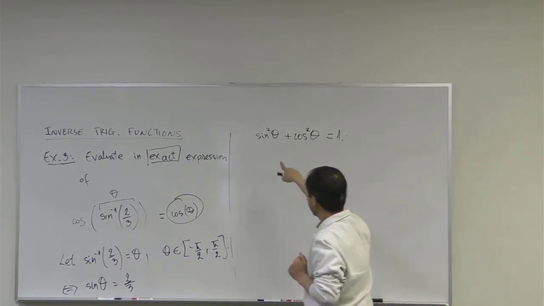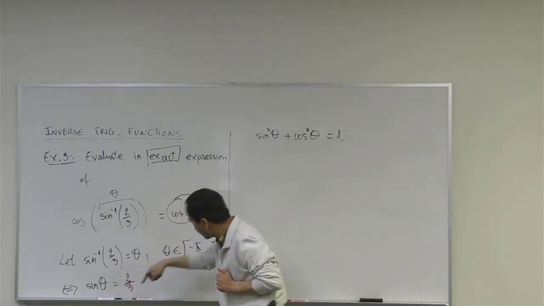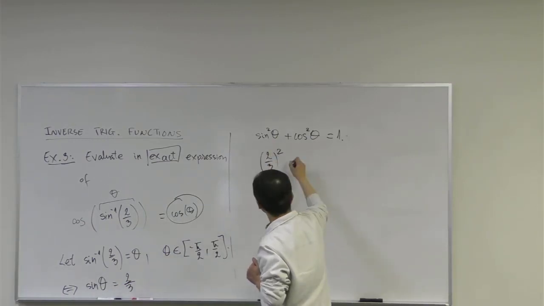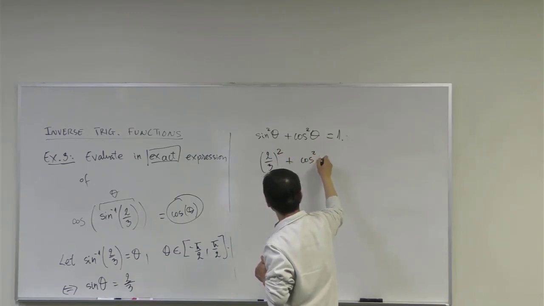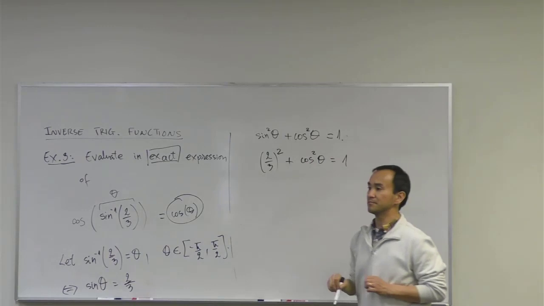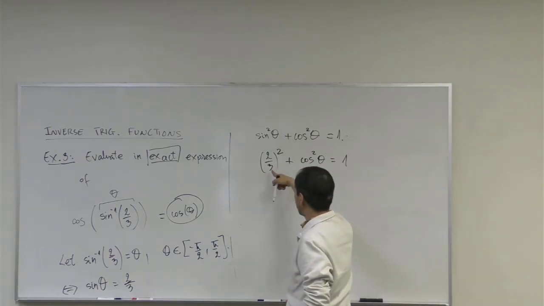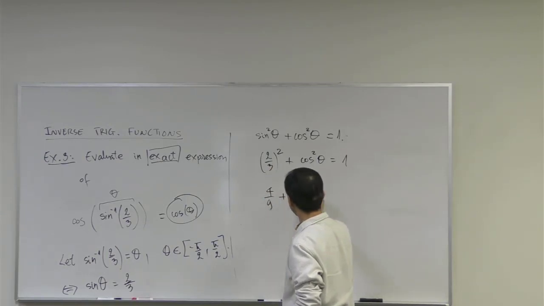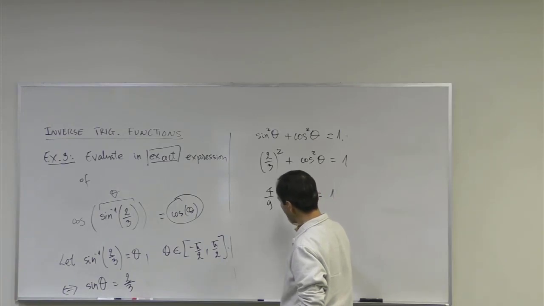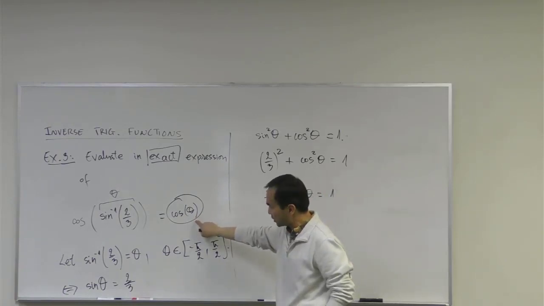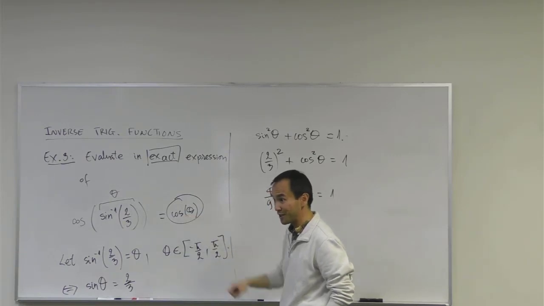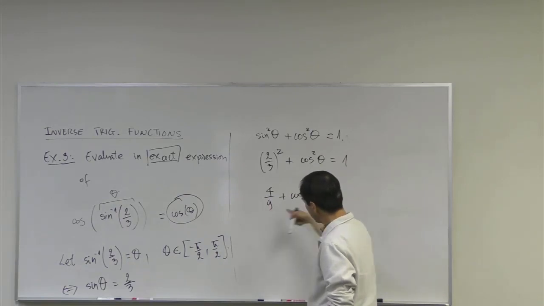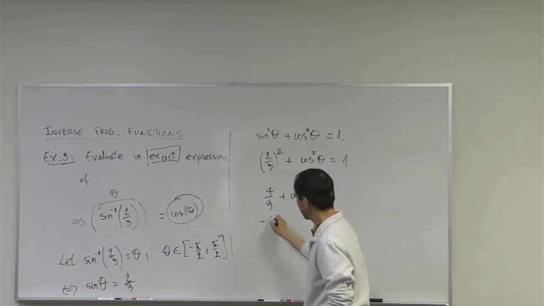And so now, sine of theta equals 2/3, so sine squared of theta is 2/3 all squared. Right? And then plus the unknown cosine squared of theta equals 1. And 2/3 squared can easily be calculated to be 4/9. So in other words, we've got 4/9 plus cosine squared of theta equals 1. Now from here, remember, our goal is to find cosine of theta. We're almost there. The problem turns into just finding cosine of theta. And so I'm going to subtract 4/9 from both sides.